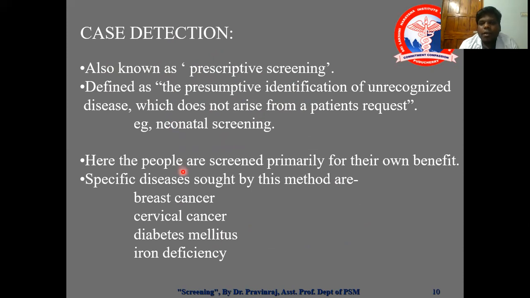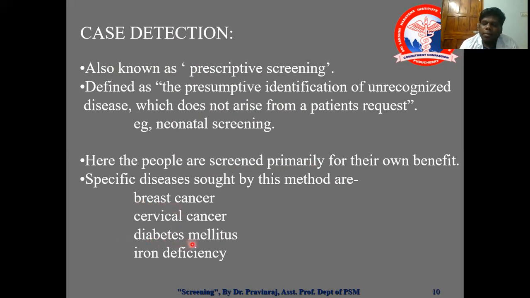In case detection, it is useful for the people whom you screen. Suppose you are screening a woman of lower socioeconomic status with a pap smear, and she has early-stage cervical cancer, you are going to diagnose that patient and give treatment. So that patient benefits when you find the case through case detection.